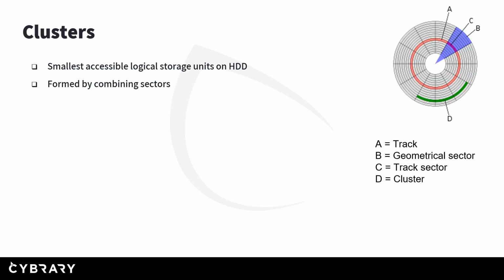So clusters we kind of mentioned. These are the smallest accessible logical storage units on the hard disk drive. So these are formed by combining different sectors together.